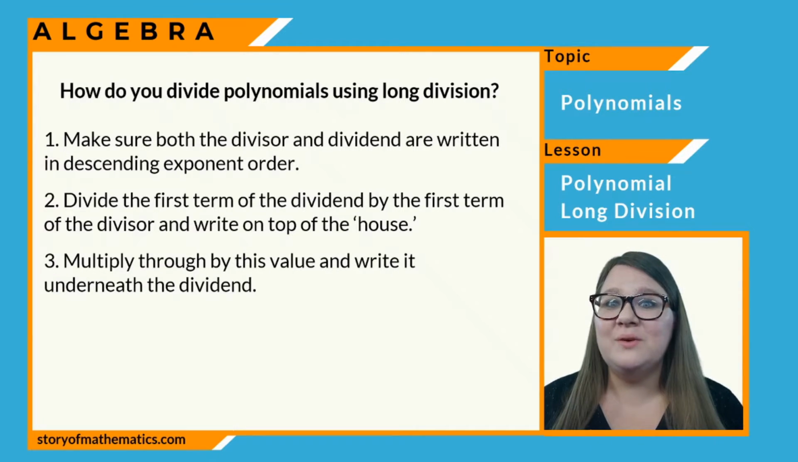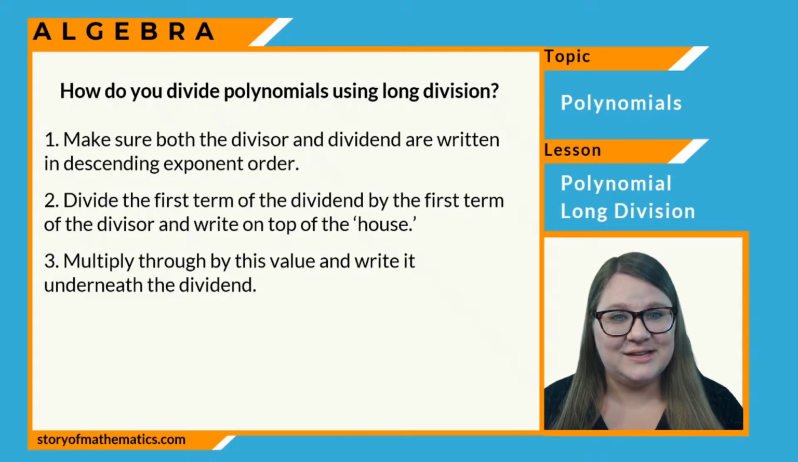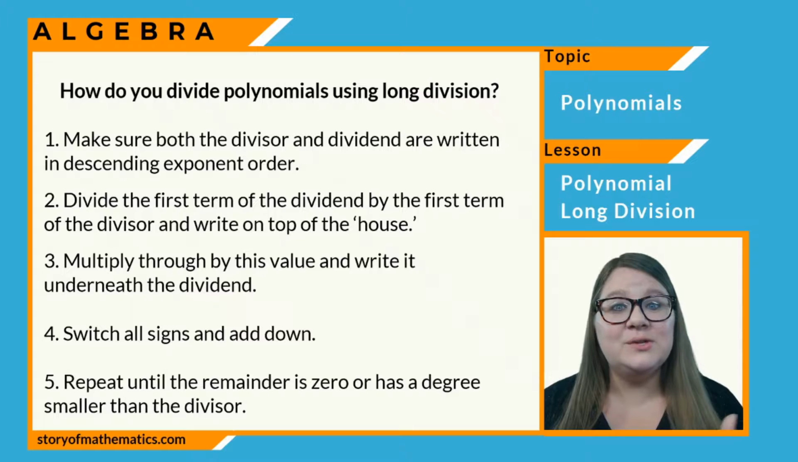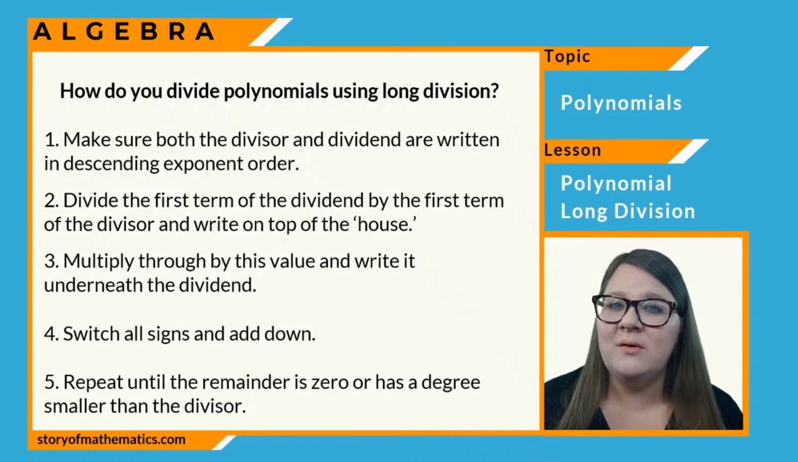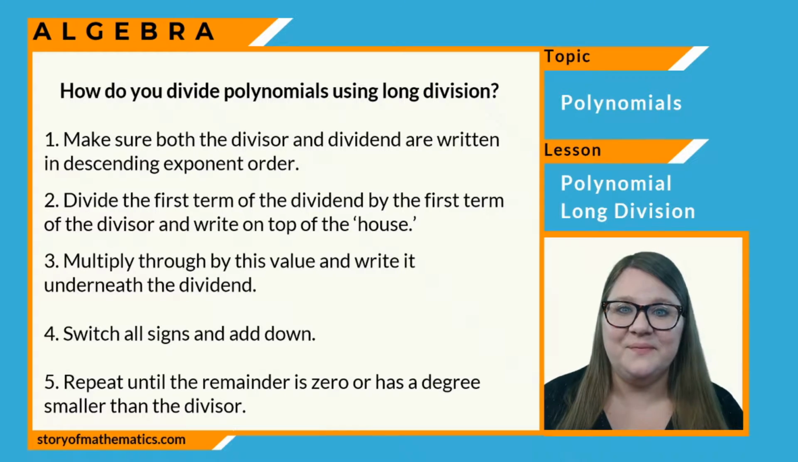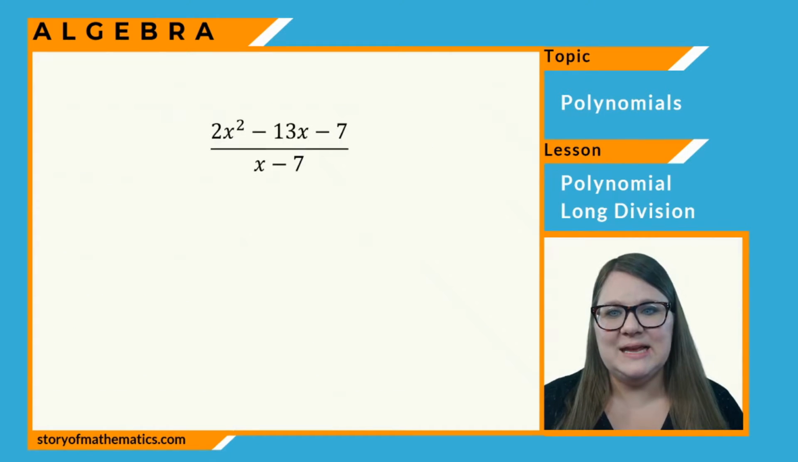After that, you're going to multiply through by this value and write it underneath the dividend and switch all signs and add down. After that, you're going to repeat until the remainder is either 0 or the degree of the remainder is less than that of the divisor. Let's take a look at this example.